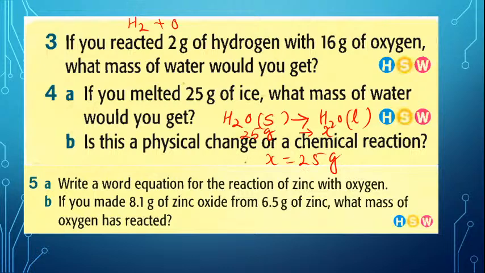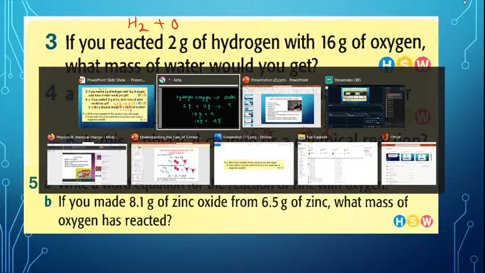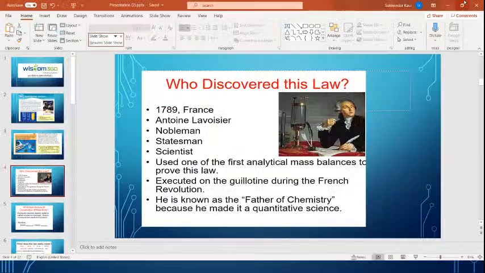Is this a physical change or a chemical change? So let's see how we can differentiate between physical change and chemical change, right? So let's see. Just wait for a second.